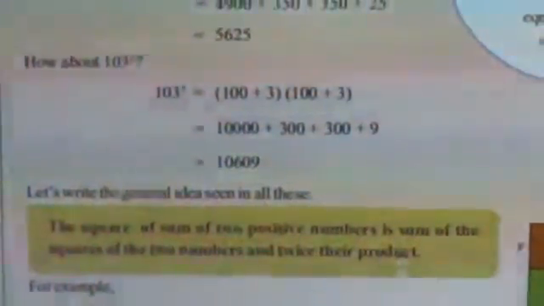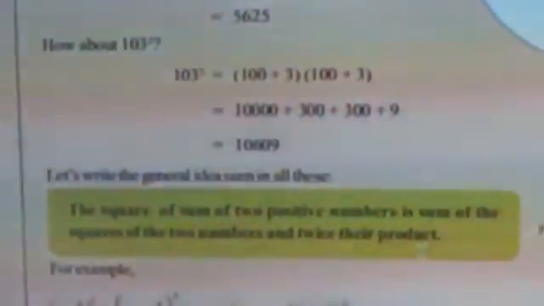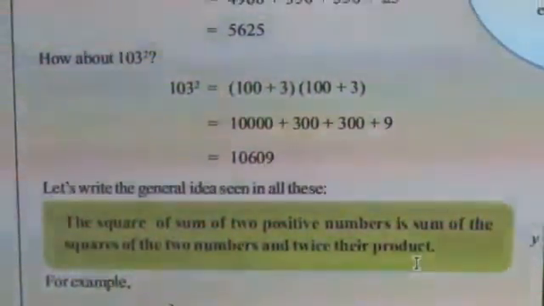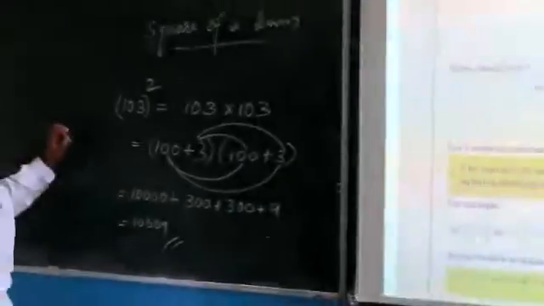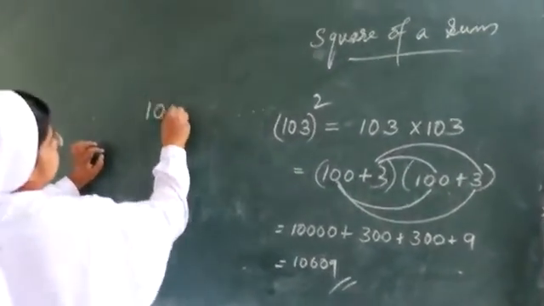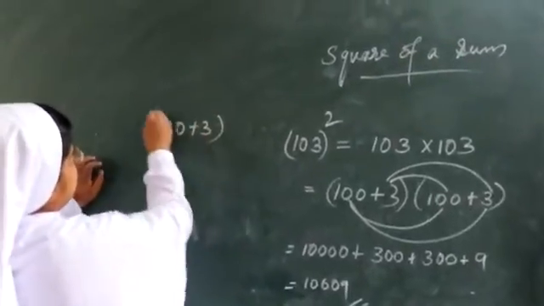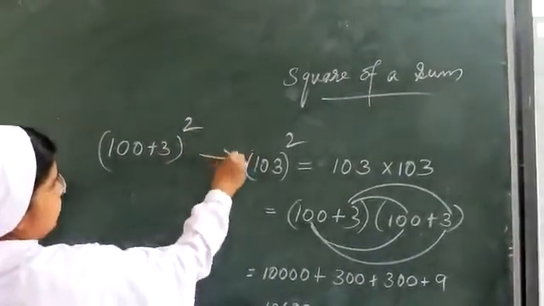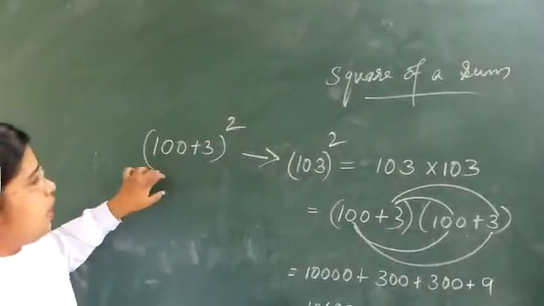Okay, how to find it? It is the sum of the squares of the two numbers and twice their product. You have to understand, see, we are finding the square of this number. This is the same as here. So what is the logic we have to use here?